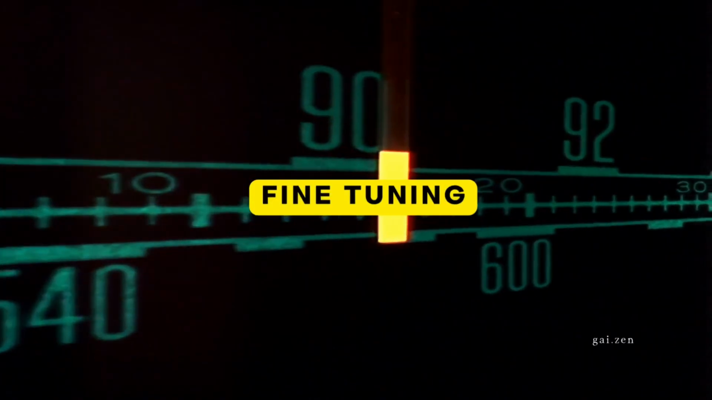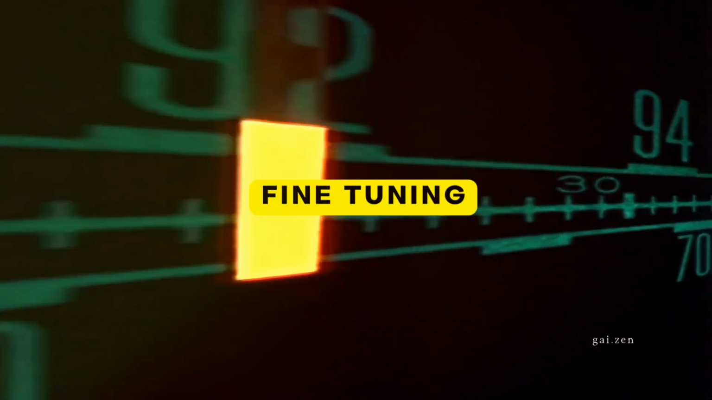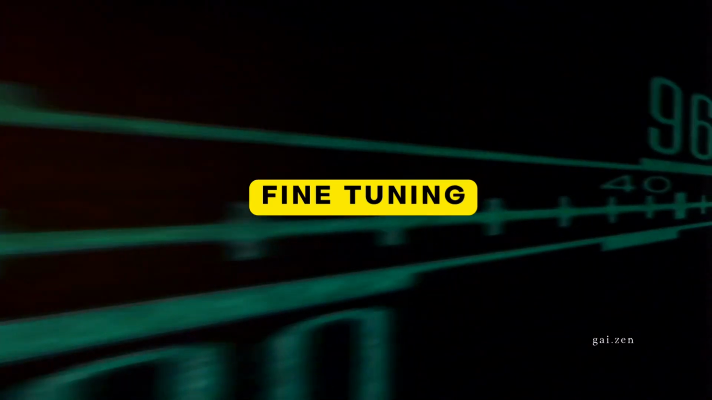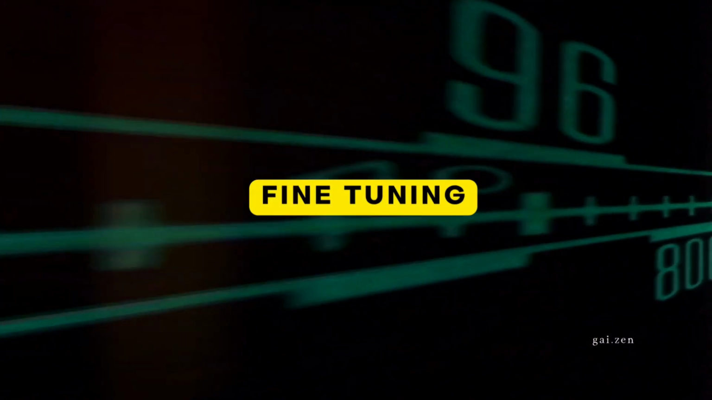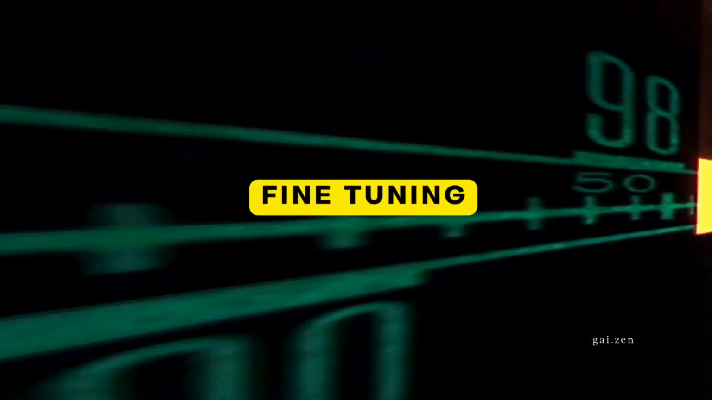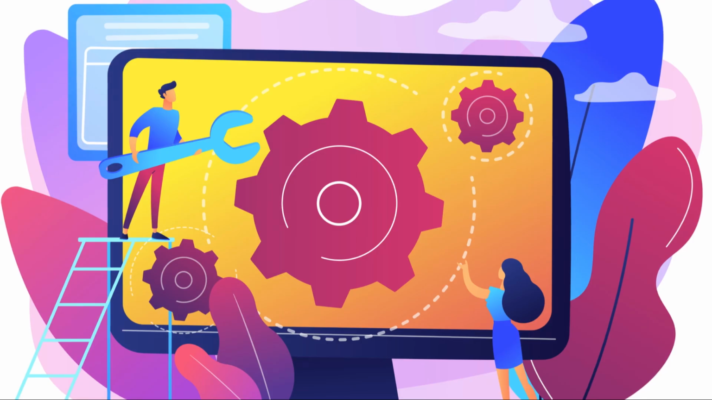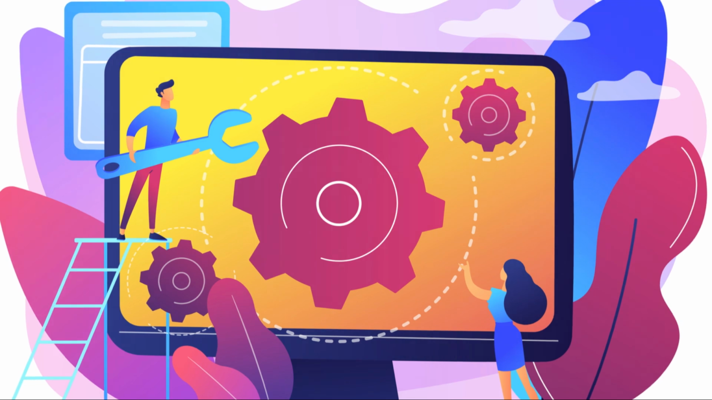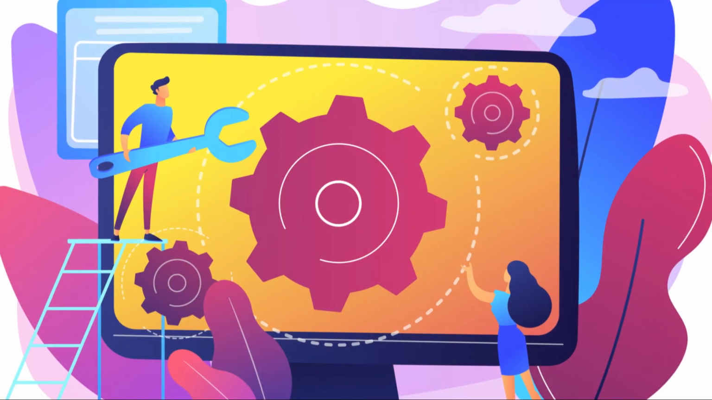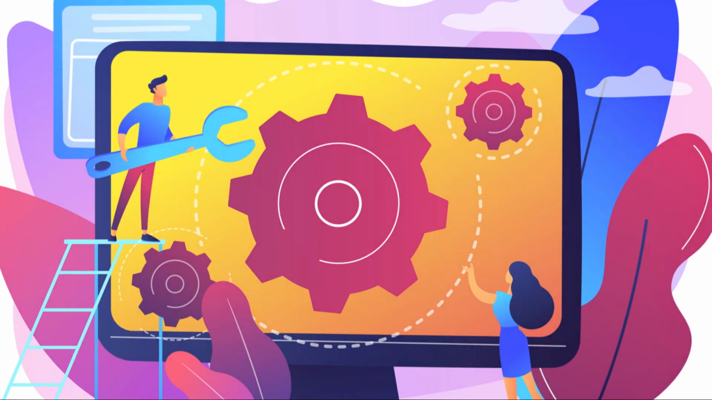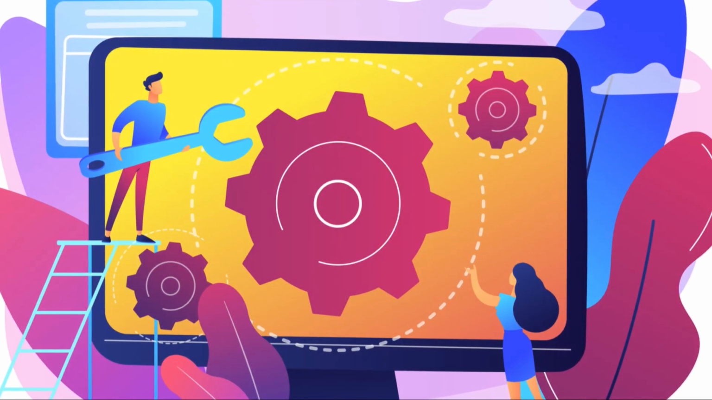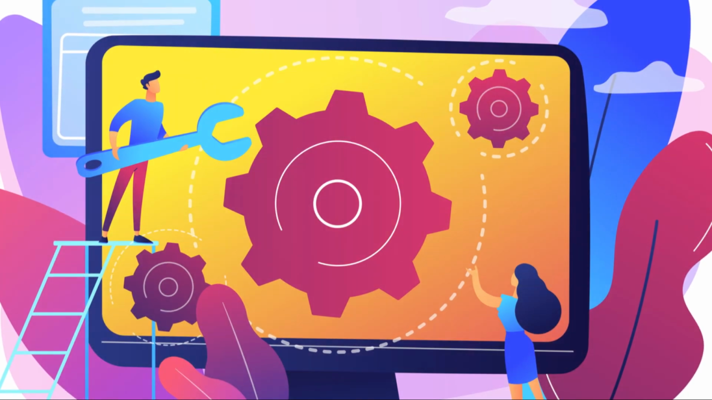Next, let's talk about fine-tuning. While generative AI models like GPT are trained on vast amounts of general data, they may not always be perfectly suited to your specific needs right out of the box. This is where fine-tuning comes in. By adjusting the model on a smaller, more targeted data set that's specific to your domain, whether it's finance, legal, or creative writing, you can significantly improve the model's performance for your particular use case.